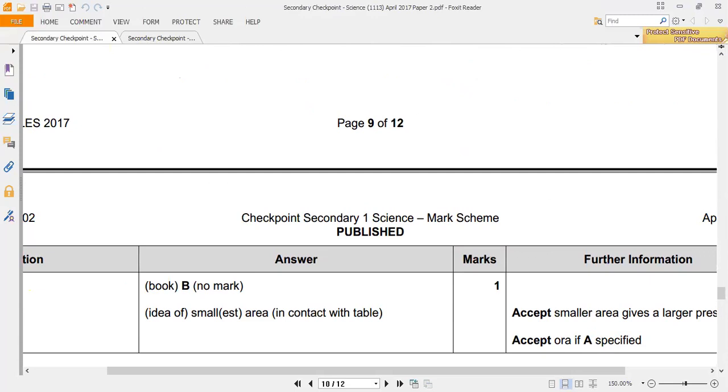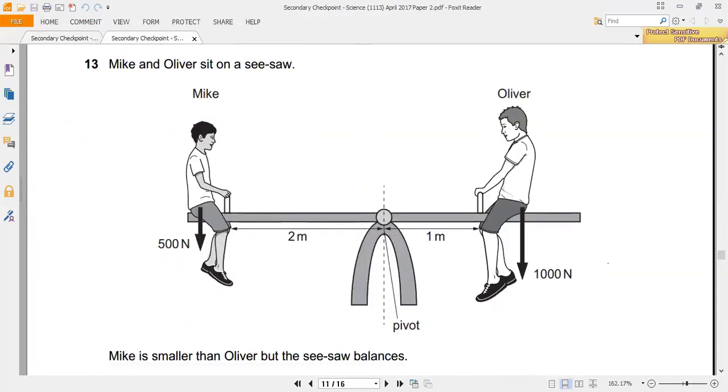Back to our question. Here is a pivot. Mike is smaller than Oliver in the seesaw balance. This is very important. We have two forces and an articulation called a pivot or fulcrum. The kinds of levers you can study from the book; they are very easy and don't take a lot of time to teach. But I'm talking here about the moment, which is a very important and always repeating question in all of the exams.